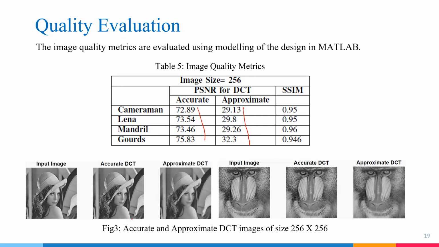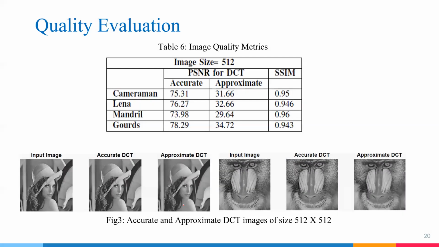You can also see that the output visual quality of this Lena image is acceptable in nature. This is the accurately computed DCT, and this is the approximately computed DCT. There isn't much difference in the output visual quality for a 256 by 256 image. The same thing we have done for 512 by 512, where we got improved PSNR values, which are acceptable, and even the structural similarity index matrix values are in an acceptable range.